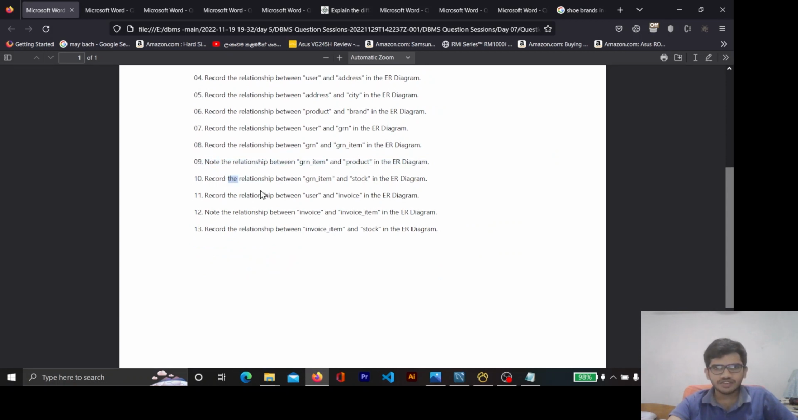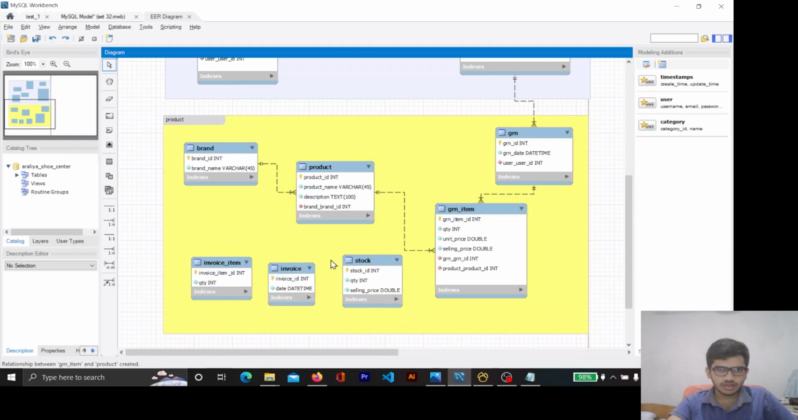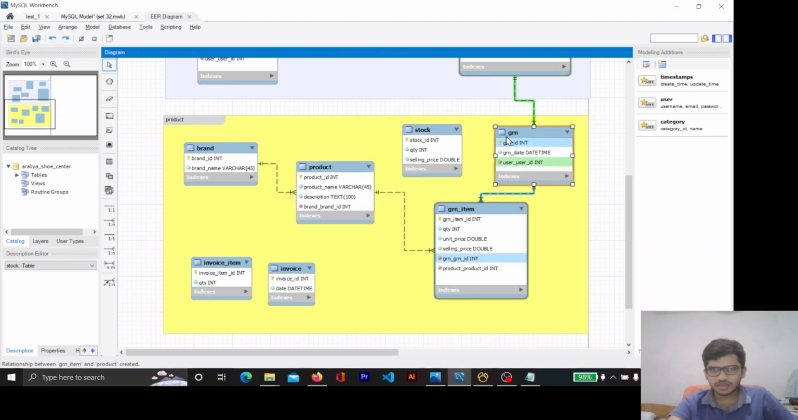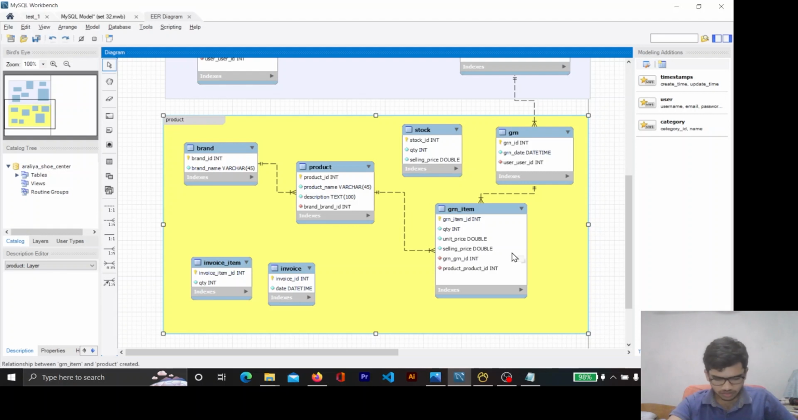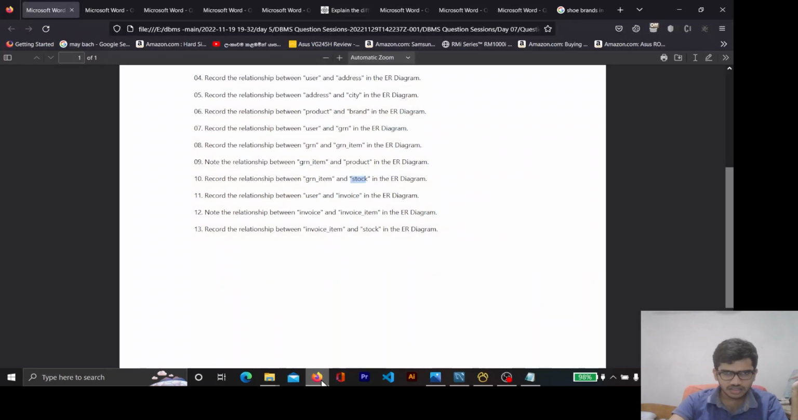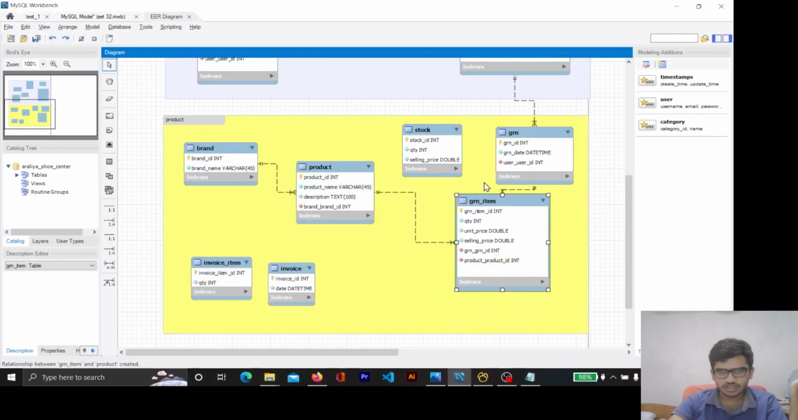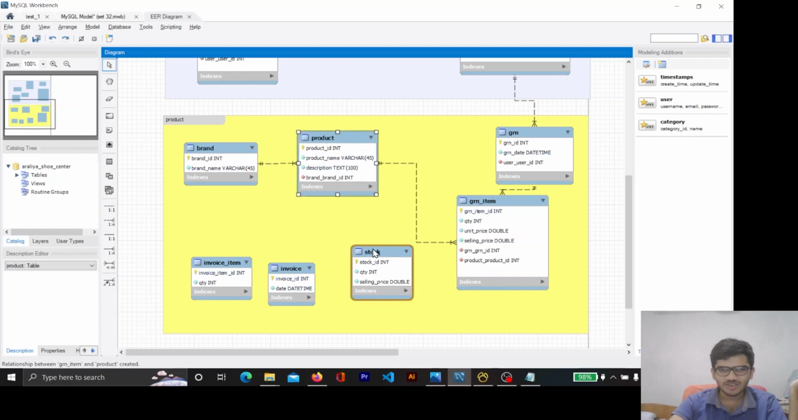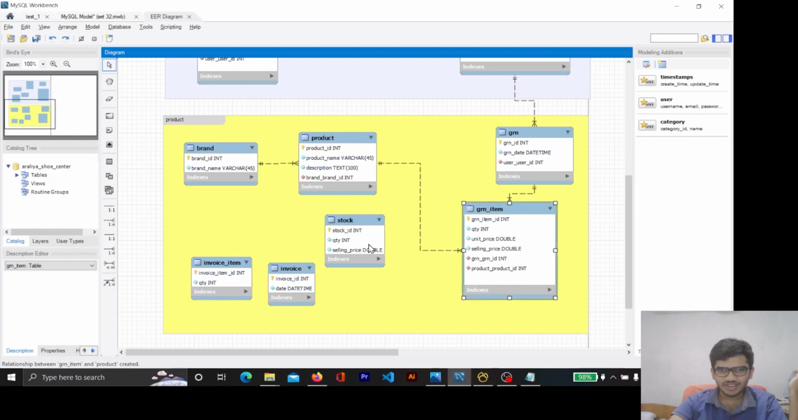The 10th question suggests that we have to create a relationship between GRN item and the product stock table. Where are my tables? So GRN and product stock. To do that, let me think for a second. So this is GRN item and stock. I was wondering how GRN and stock could be related, but yeah, we have to take the stock and GRN item.